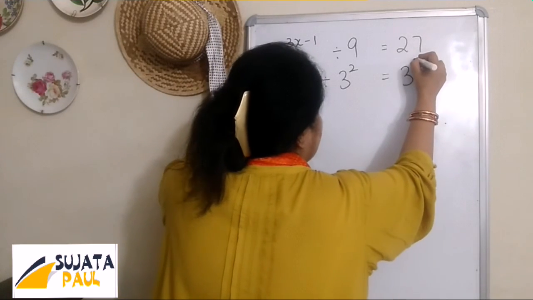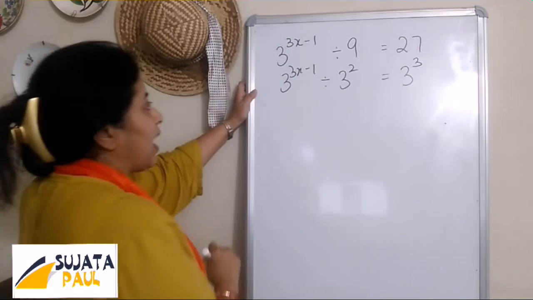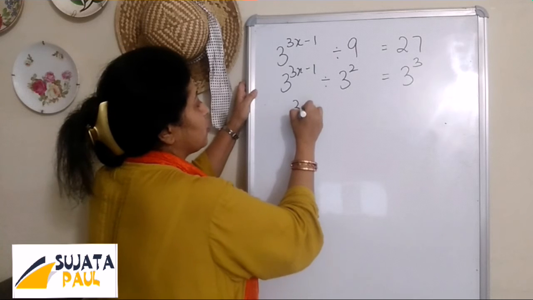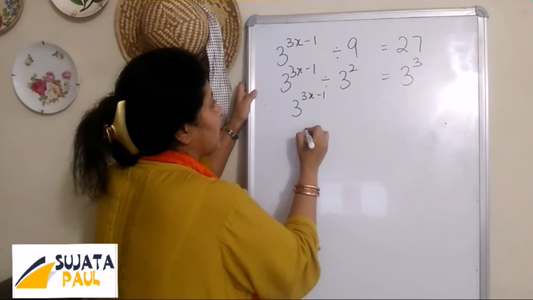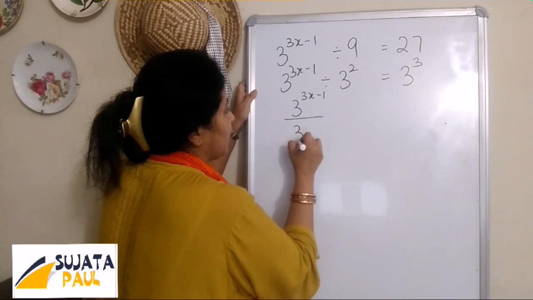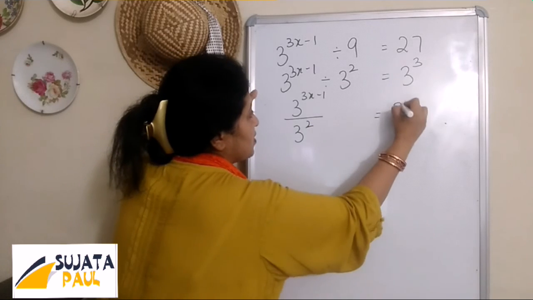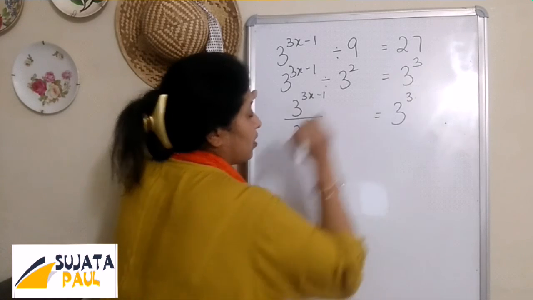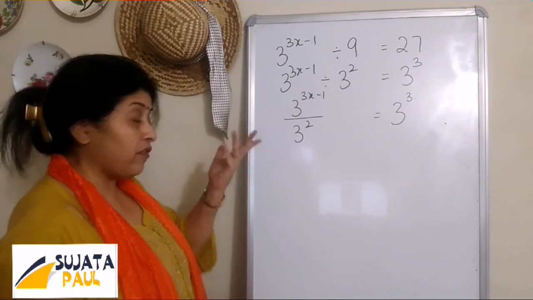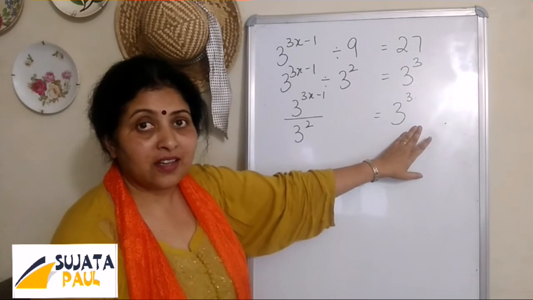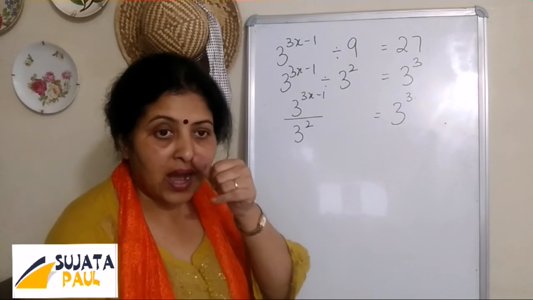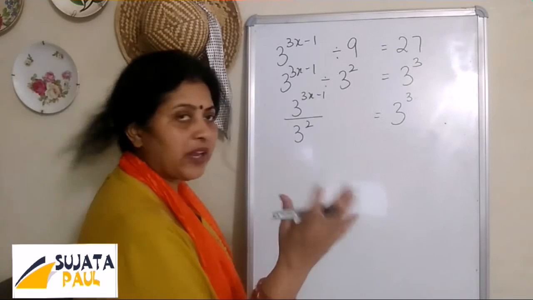So 3 raised to the power of 3. And then I can write this as 3 raised to the power of 3x minus 1 divided by 3 raised to the power of 2 is equal to 3, right? So there are various ways of doing it. If you want, you can take this here. It's up to you how you want to do it. I want to explain both the ways.